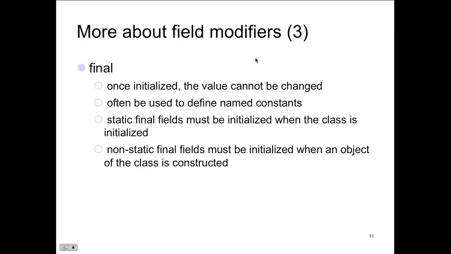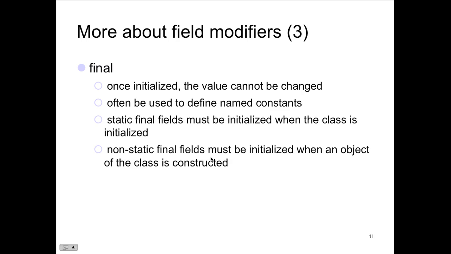Word about final modifiers. Final, once initialized, the value cannot be changed. It's kind of like constant, as I mentioned before. So we have static modifier, public, private, all that stuff, protected. A little thing here, hardly ever used really, but it's used for constants. It's often used for defined name constants like pi is equal to 3.1. It's never going to change, so you make it final.